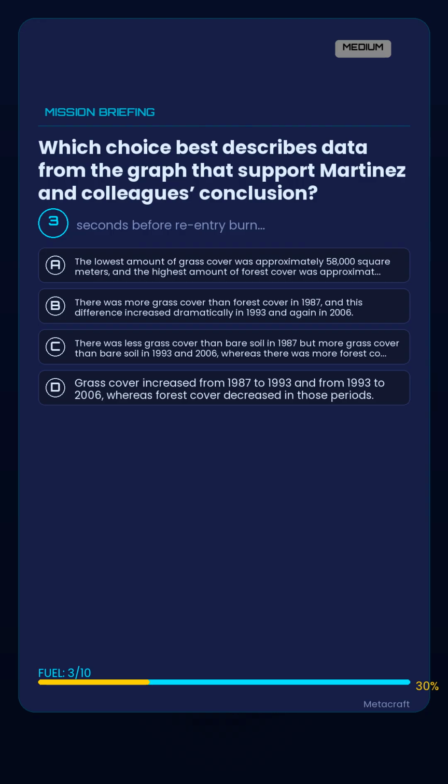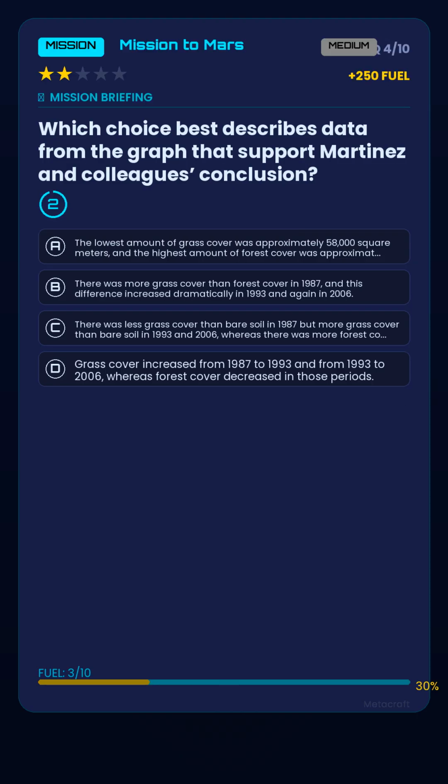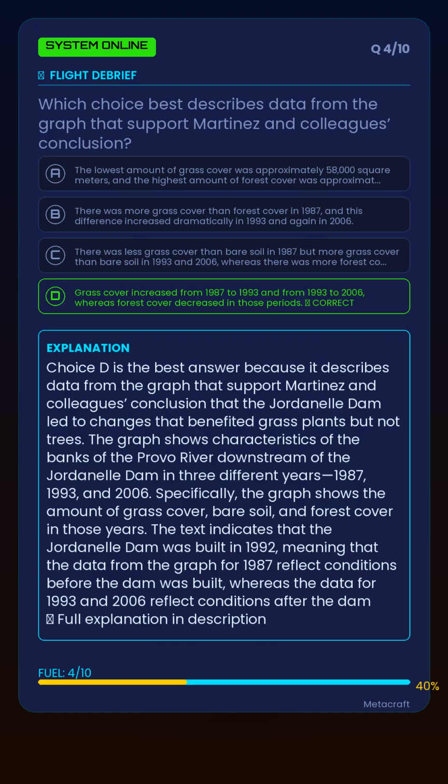Which choice best describes data from the graph that support Martinez and colleagues' conclusion? Option A, the lowest amount of grass cover was approximately 58,000 square meters, and the highest amount of forest cover was approximately 75,000 square meters. Option B, there was more grass cover than forest cover in 1987, and this difference increased dramatically in 1993 and again in 2006. Option C, there was less grass cover than bare soil in 1987 but more grass cover than bare soil in 1993 and 2006, whereas there was more forest cover than bare soil in all 3 years. Option D, grass cover increased from 1987 to 1993 and from 1993 to 2006, whereas forest cover decreased in those periods. The correct answer is D.